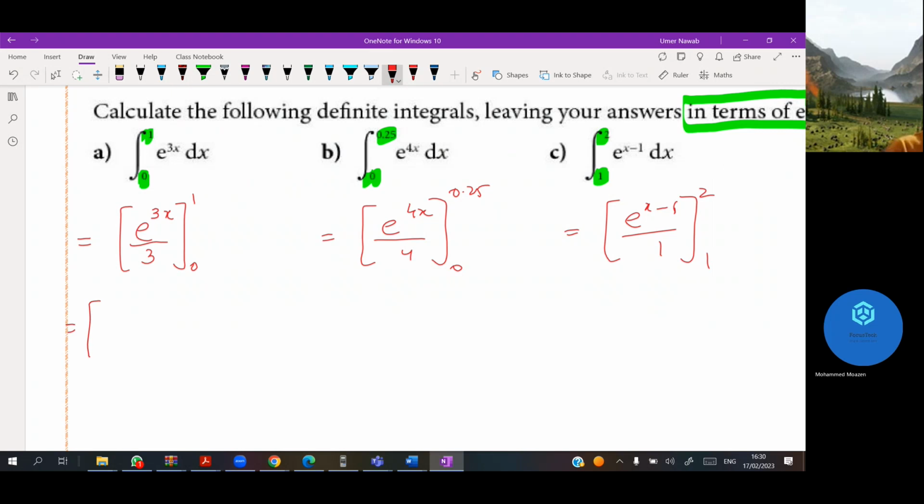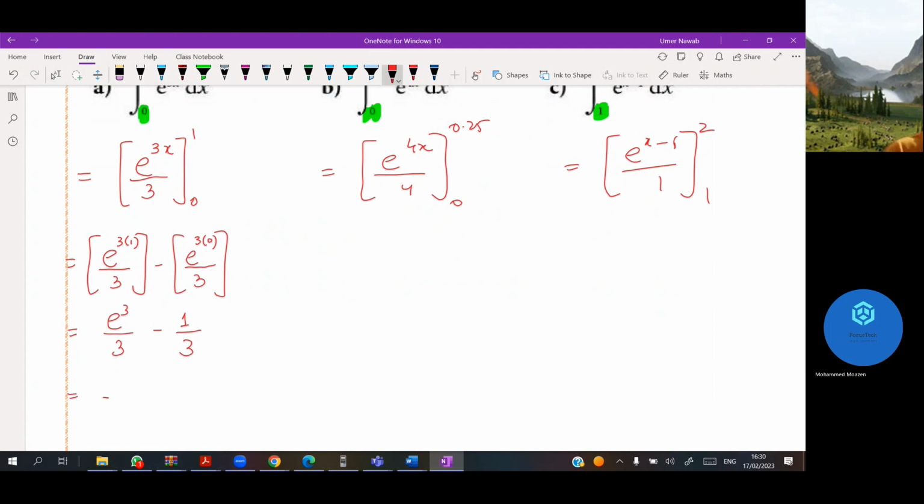Now we need to substitute the upper limit first, then minus the lower limit. So it gives you e raised to the power 3 over 3 minus anything to the power 0, which is 1 over 3. And that is the final answer. Do you want to write it as a single fraction? Okay, both of them are your final answers.